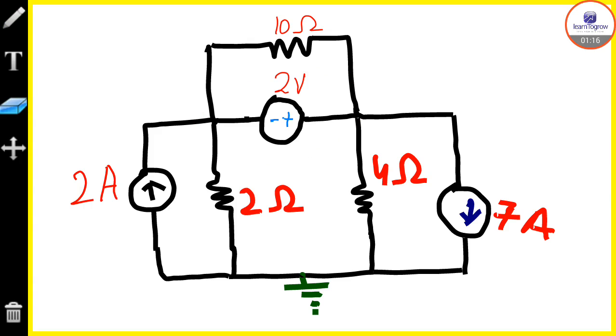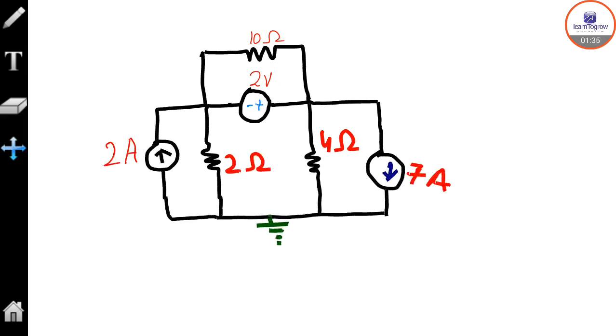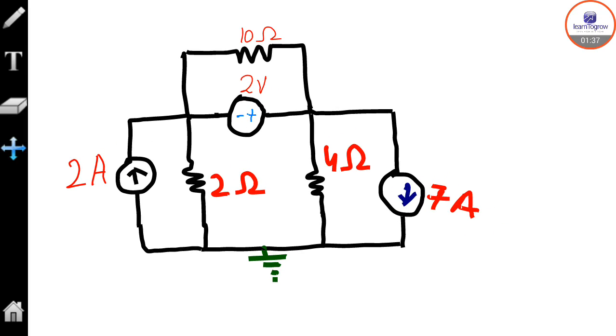As you can see from the name, supernode is used to solve this particular case. Supernode is a special case of nodal analysis, and it is used to solve supernode problems. Now in supernode there are two parts. The first part belongs to your KCL, and the second part belongs to KVL.